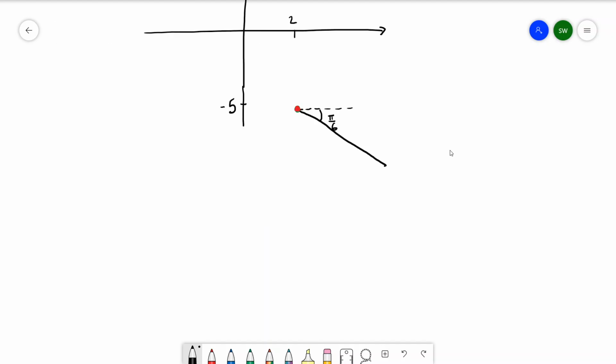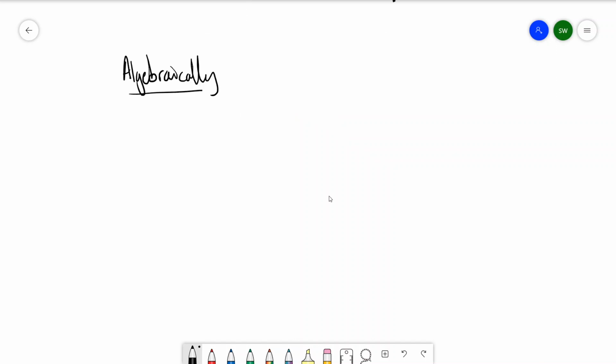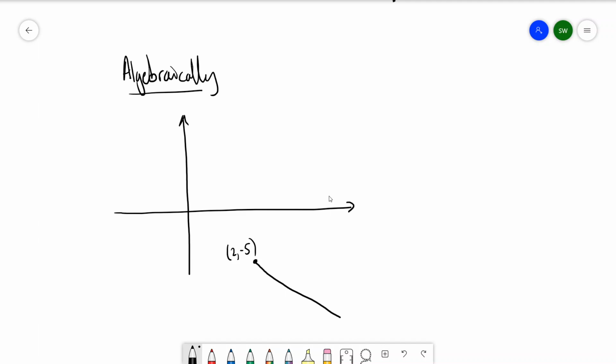So next let's think about the problem algebraically. Again we're going to look at two different ways of thinking about the problem algebraically. One way would be to say, well, we know that the line goes through this point with coordinate 2 minus 5, and we know that it moves off like that, and we know that that angle is pi over 6.